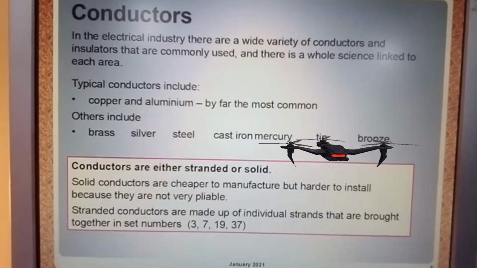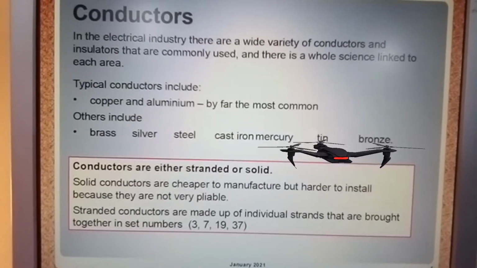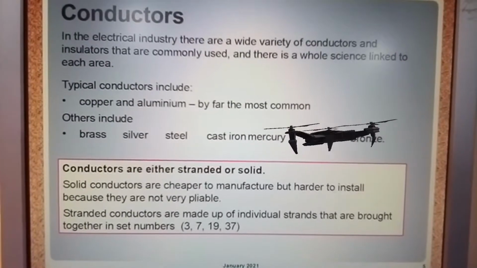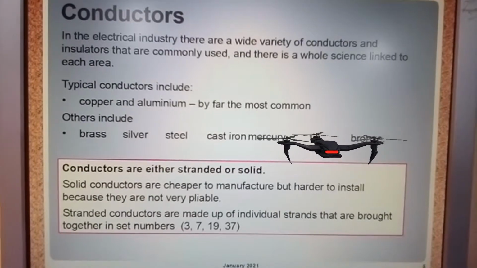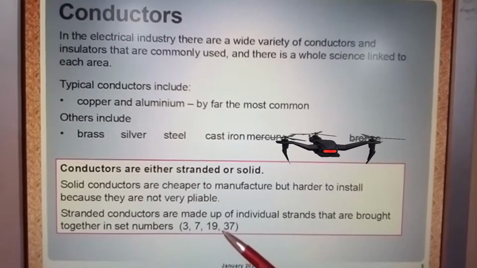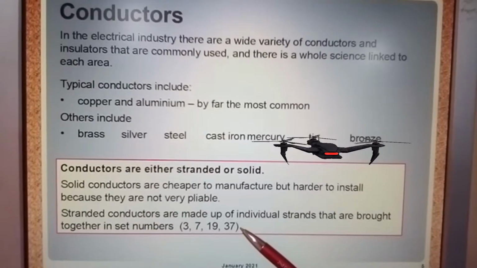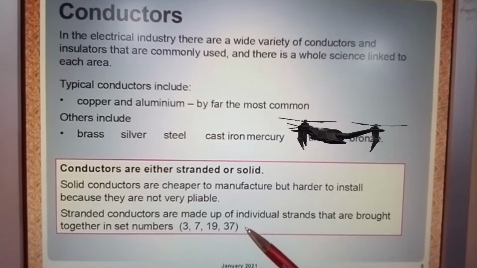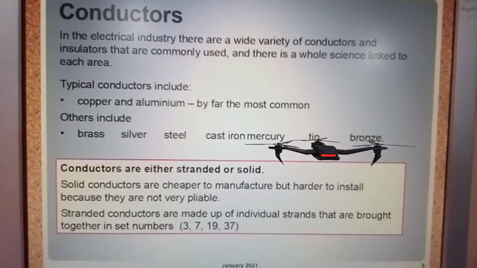Conductors are either stranded or solid. Solid conductors are cheaper to manufacture but harder to install because they are not very pliable. Stranded conductors are made up of individual strands that are brought together in set numbers: 3, 7, 19 or 37. Bear in mind these numbers may have changed since, and there may well be other cables with a number system applied due to changing environmental conditions. So you need to check your IEE regs to ensure that you are compliant with these structures, or do some groundwork of your own.